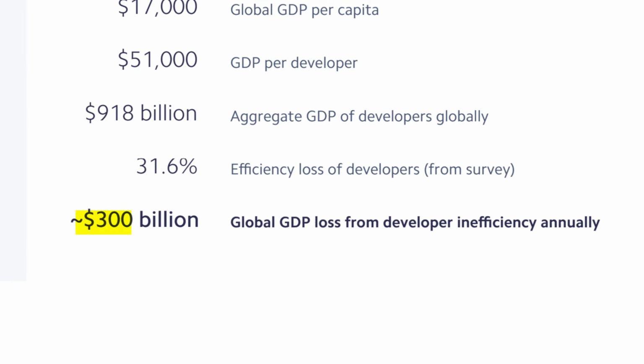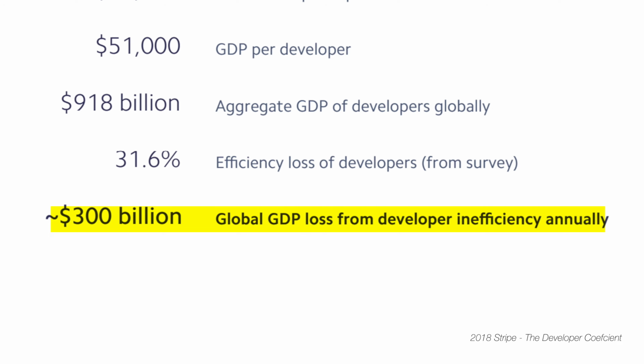In 2018, Stripe published a report stating that developers spend up to 42% of their time dealing with tech debt, and that developer inefficiency is losing $300 billion in global GDP annually. In this video, you will learn what technical debt is, and if you stick around until the end, I will explain a few essential ways how to deal with technical debt effectively.